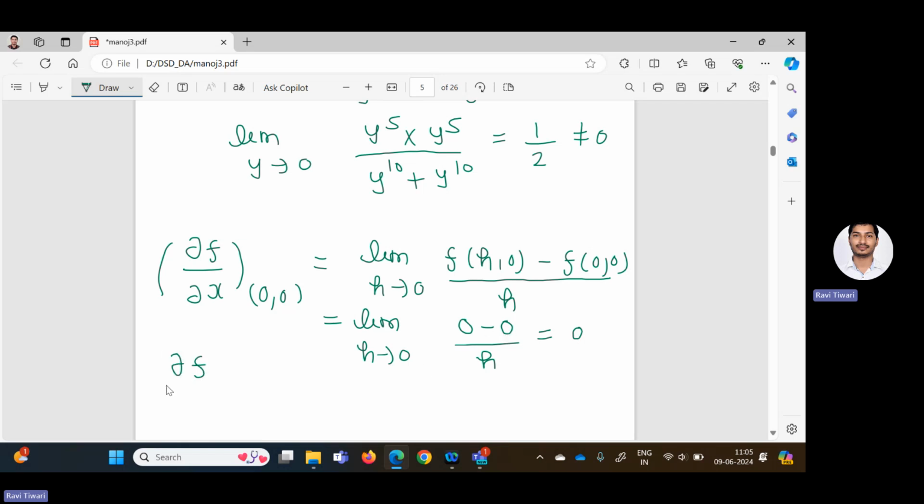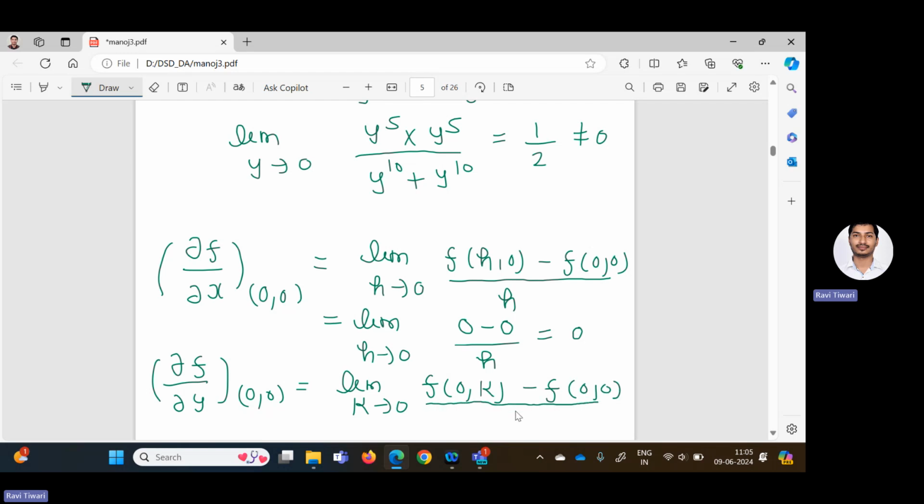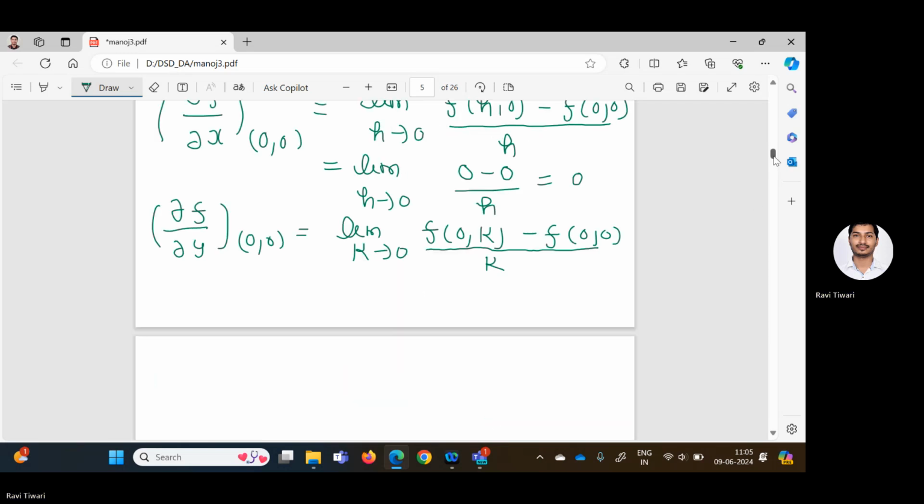Similarly, ∂f/∂y at (0, 0). This also we can calculate, and it equals the limit as k tends to 0 of f(0, k) minus f(0, 0), divided by k. Why (0, k)? Because in ∂f/∂y, the change happens only along the y direction. Again this limit comes out as 0 minus 0 by k, which is 0.